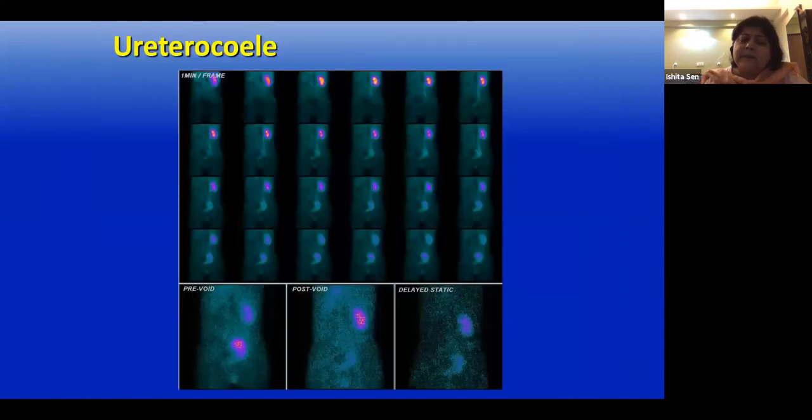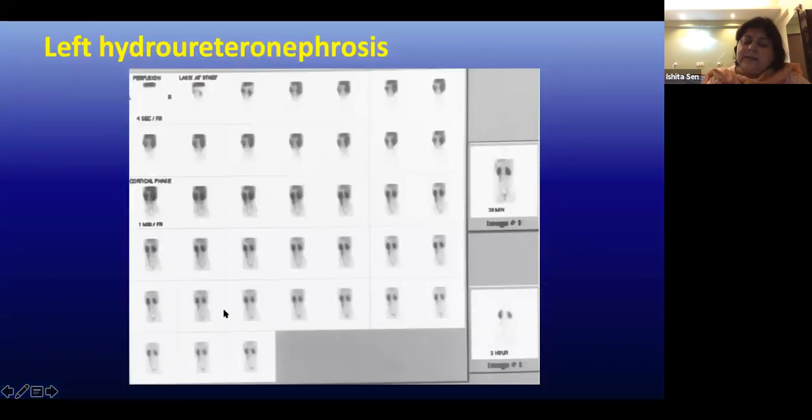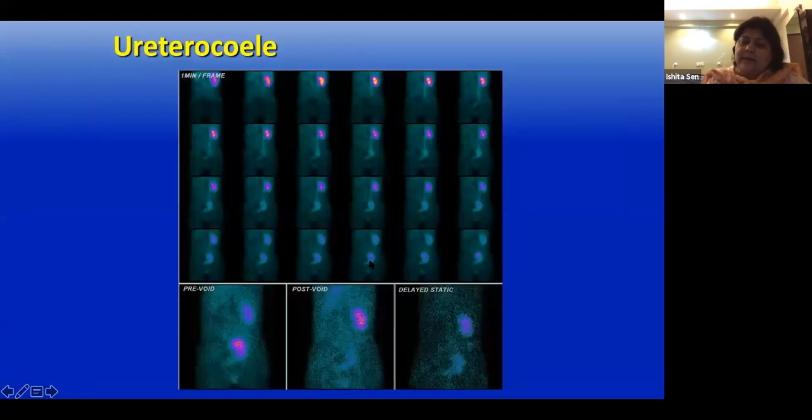Now, this is a typical cobra head appearance. This is a ureterocele, and this is an obstructive kidney because of the ureterocele, which you see at the lower end of the ureter. So this is called a cobra head appearance. It looks like the head of a cobra, and often the ureterocele shows retention of tracer even in the post-void images, and you can see that here.